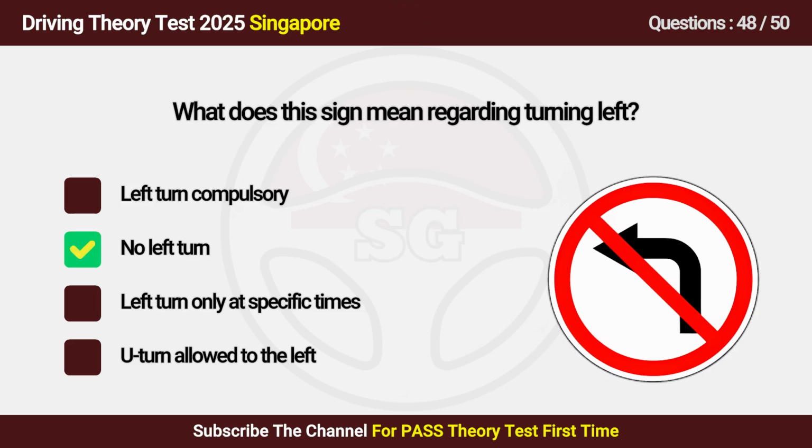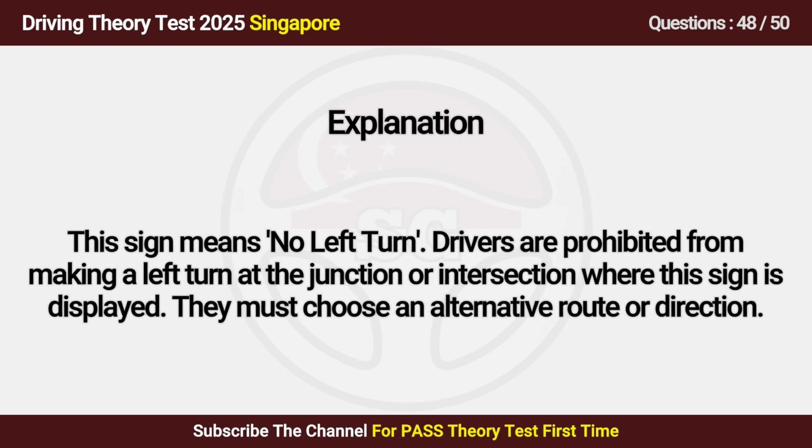Answer is B. No left turn. This sign means no left turn. Drivers are prohibited from making a left turn at the junction or intersection where this sign is displayed. They must choose an alternative route or direction.